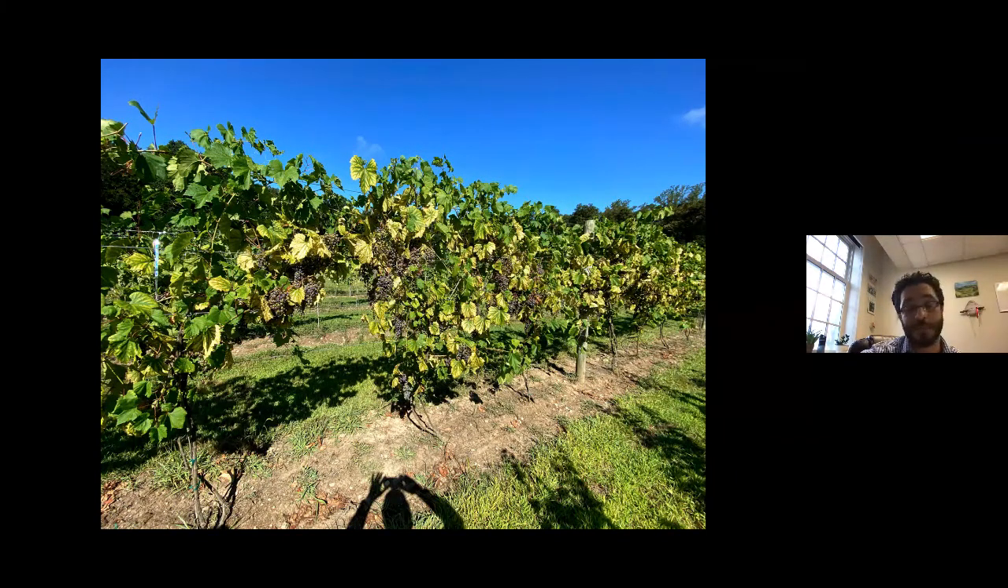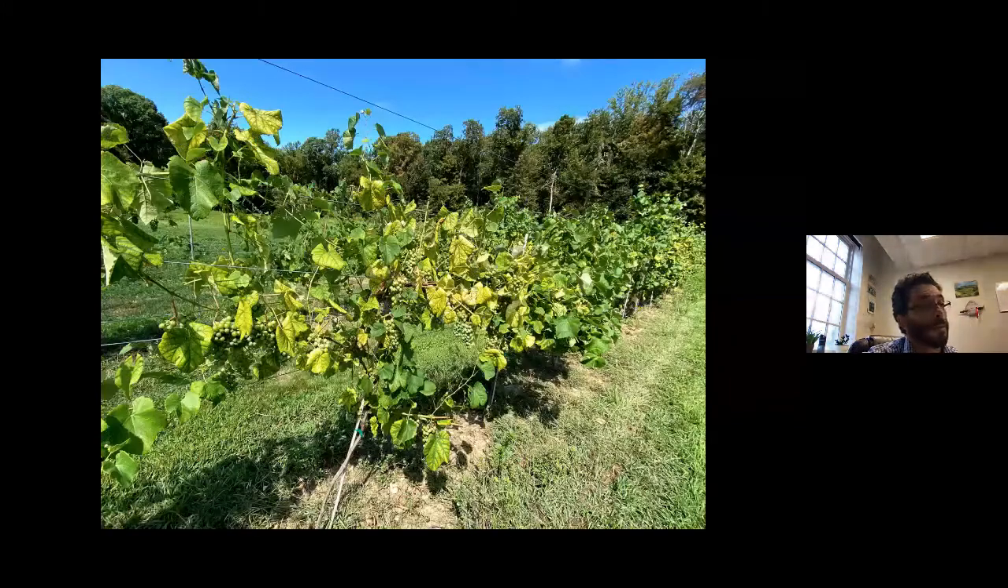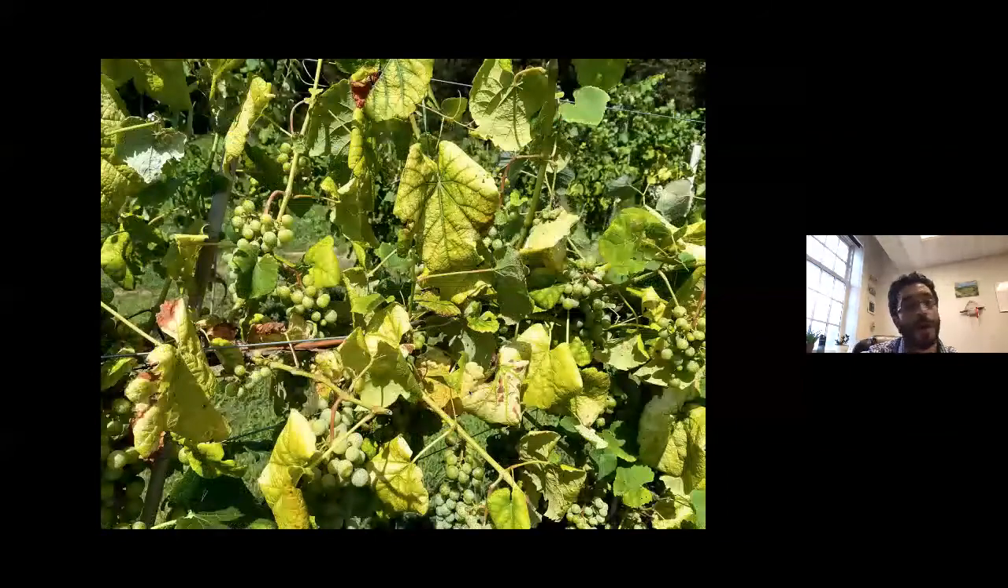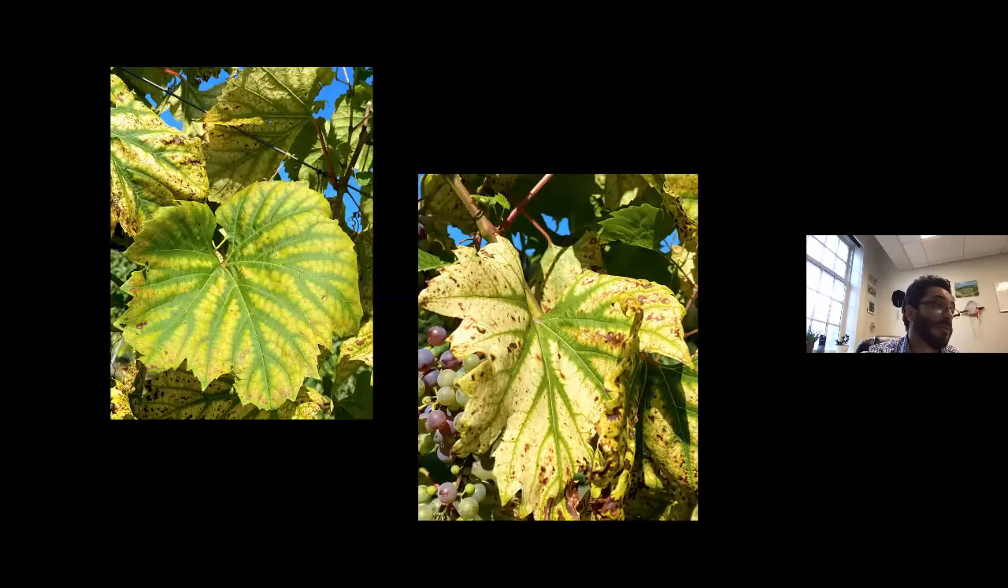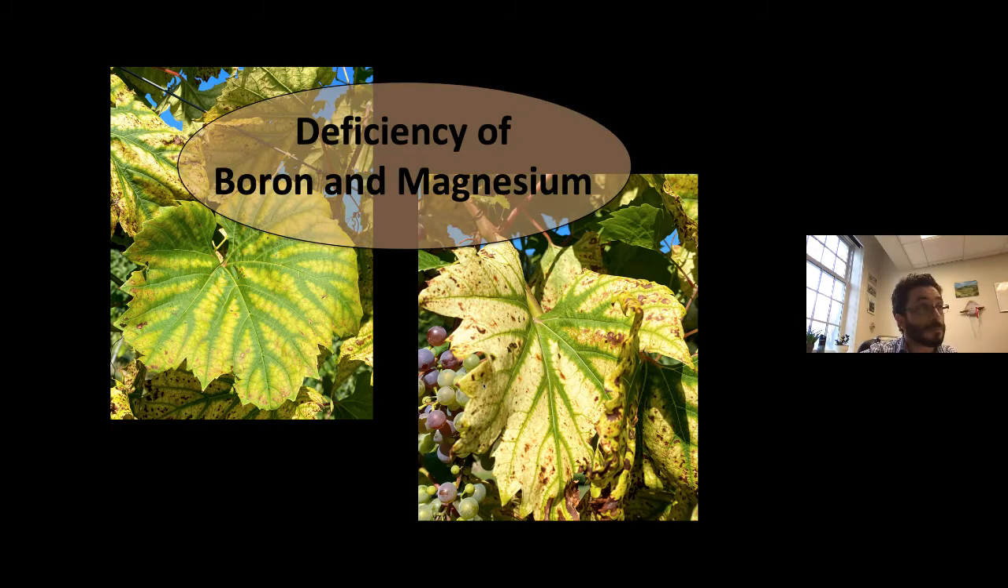Uneven maturation, the leaves are all turning yellow and chlorotic. And here's another, right? Here you have more, and it's even more clear, right? So we tested the samples and we couldn't find any viruses here. So we went ahead and did some extra tests, and the problem turned out to be deficiency of boron and magnesium.